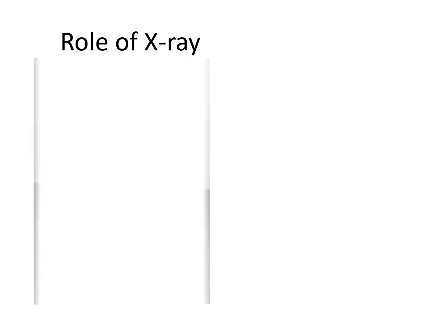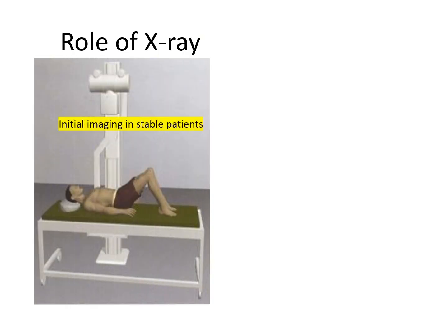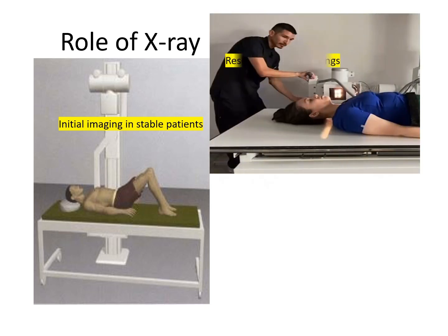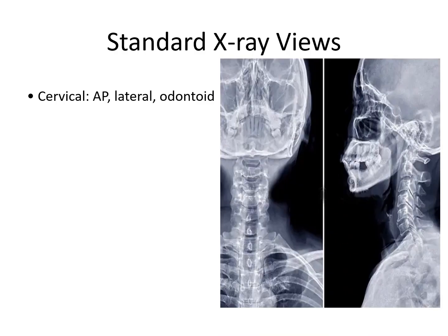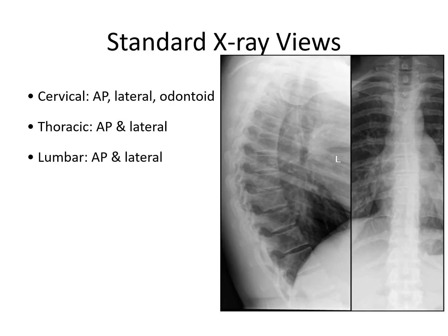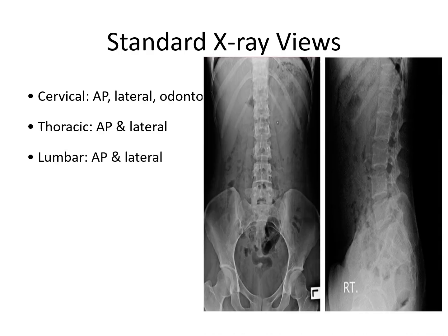So, the role of the X-ray. It is used as the initial imaging in a stable patient. It is also used in resource limited settings, and for alignment and gross fracture inspection. Standard X-ray views are the AP, lateral and odontoid for the cervical spine. We can see here the AP and lateral view. For thoracic, AP and lateral, and for the lumbar spine also AP and lateral.